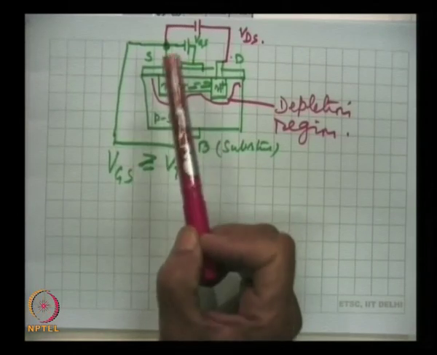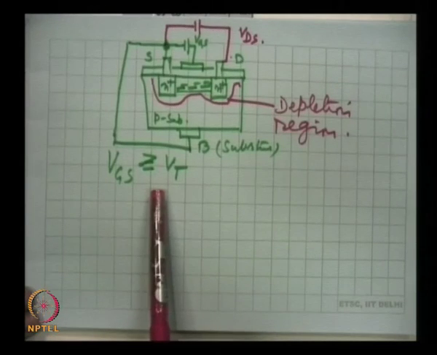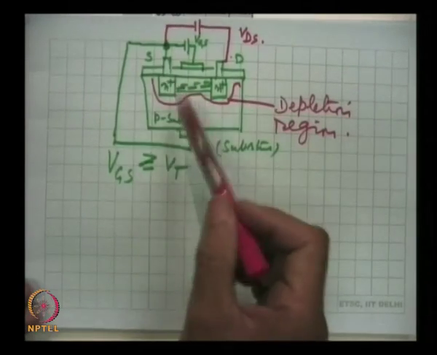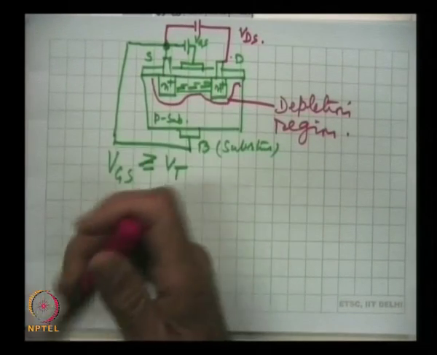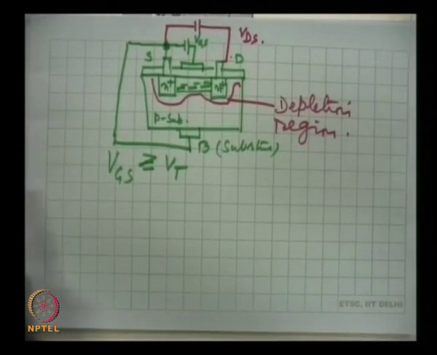I repeat, once the channel is formed, and this will happen at gate source voltage in excess of the threshold voltage, and once it is formed, then further rise in the value of gate source voltage will increase the conducting electrons in the channel region, and hence it will increase the conductance of the channel, and this way more current, obviously for the same drain source voltage, more current will flow, the drain current will increase.